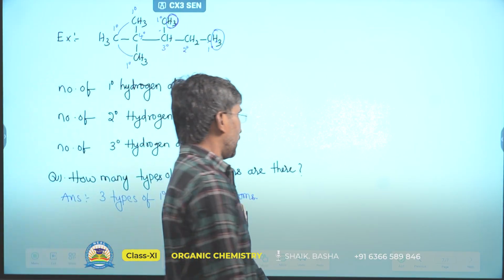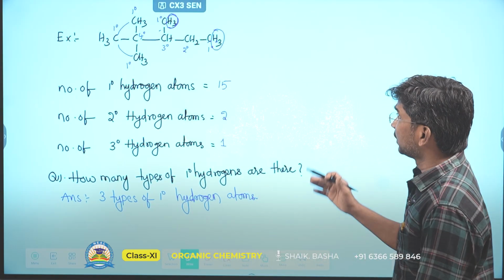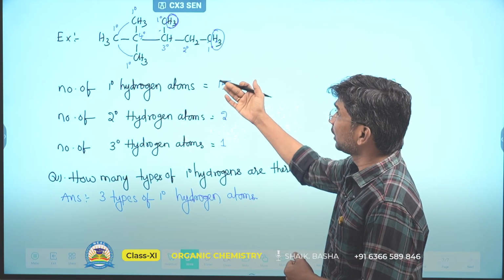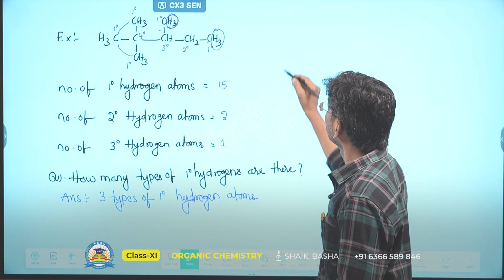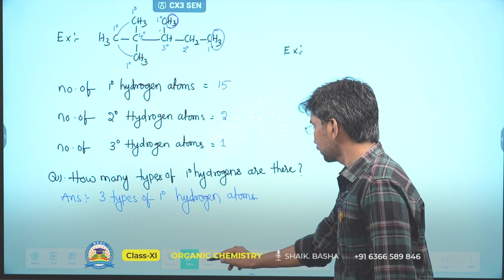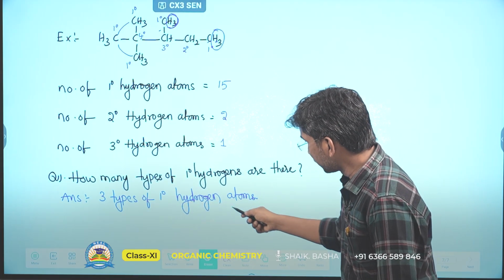Okay, I'll give the explanation with one substitution reaction. Of course, just listen. If you don't understand, you will definitely understand in types of reactions also. Then, what I told you, 3 types of primary hydrogens are there.